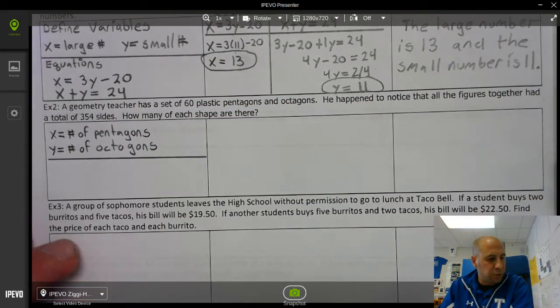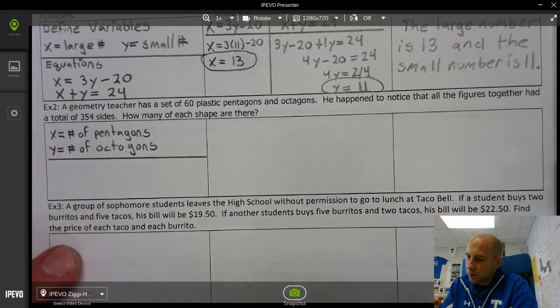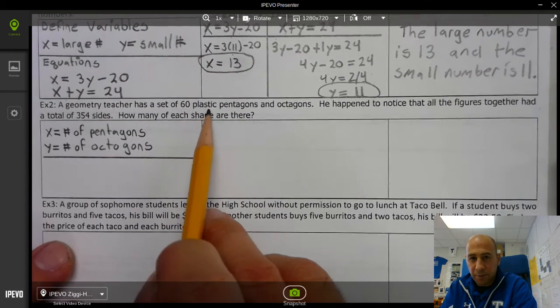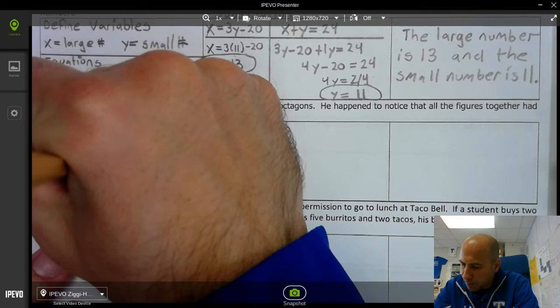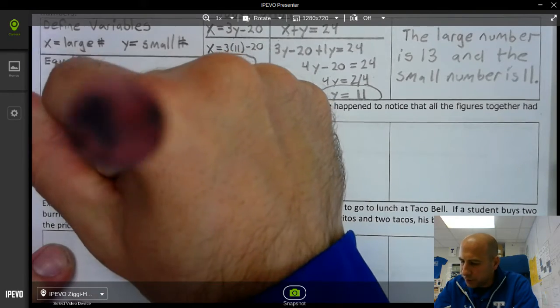All right, step 2, write the equation. So it says the teacher has a set of 60 plastic pentagons. So that means you have a total. So that's x plus y equals 60.